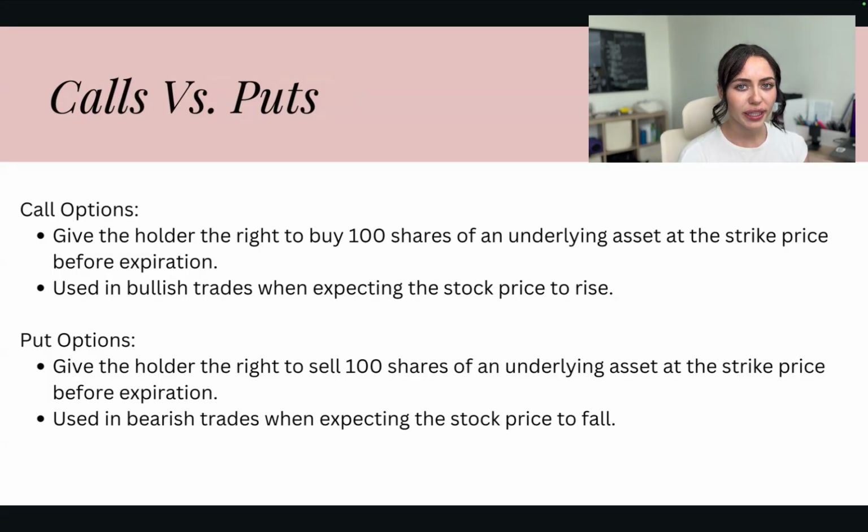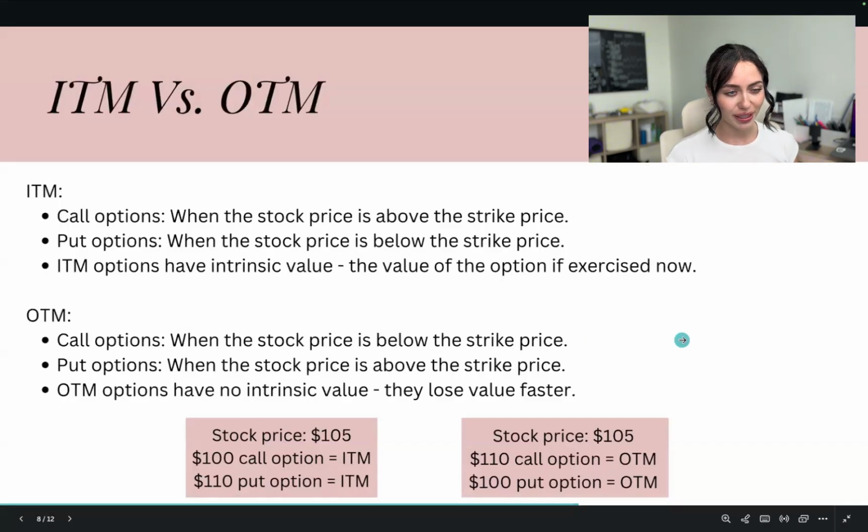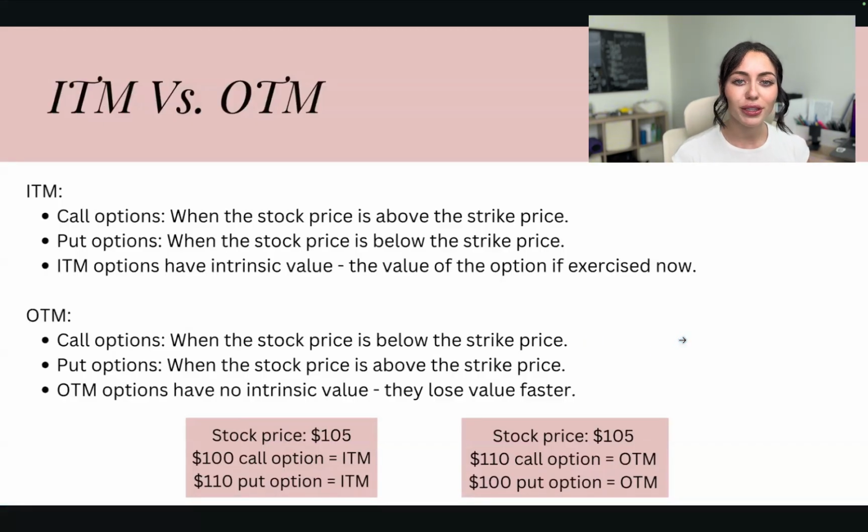So put options are just used when you are expecting price to go down in a bearish market. When trading long options, we are always going to be buying into the contracts. So you are either buying an upward movement, which is a call, or buying a downward movement, which is a put. The next important thing with options trading is to understand what in the money versus out of the money is.